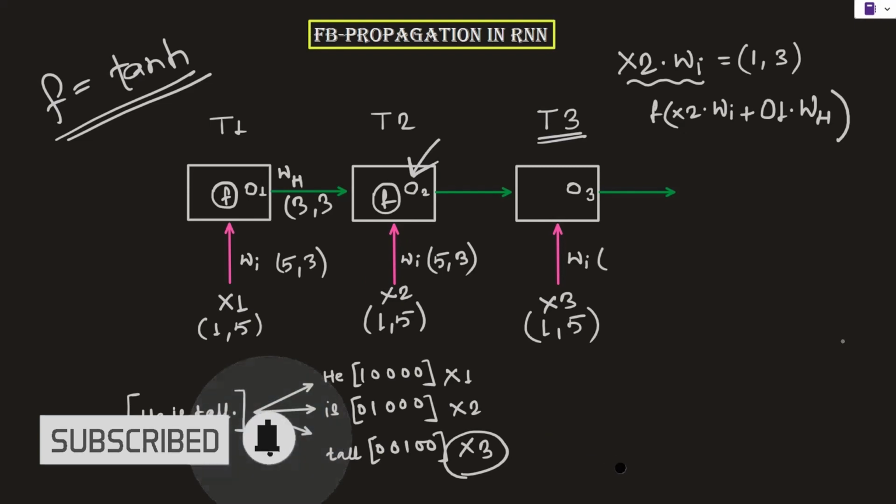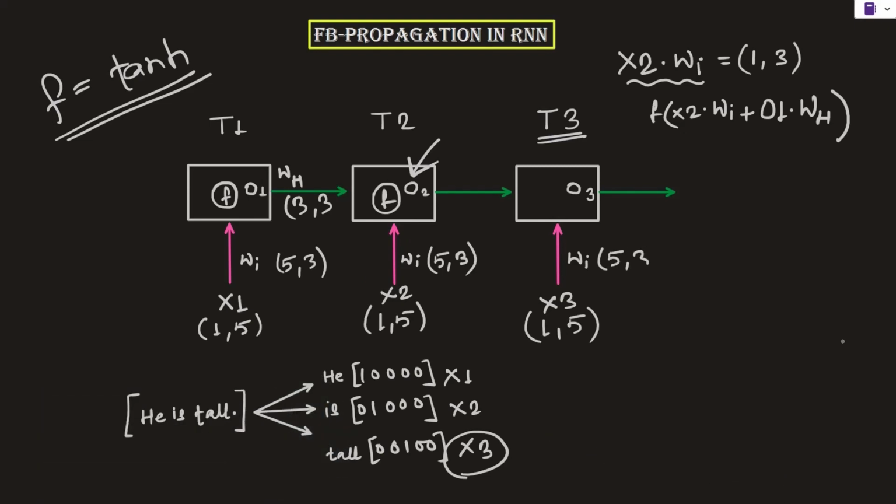The weights on the input layer will have a shape of 5 by 3, since we have 5 perceptrons on the input layer and 3 perceptrons in the hidden layer. The information coming from timestamp 2 will come through the hidden weights, which has a shape of 3 by 3. As we have already seen, on the input layer we have 5 perceptrons, and on the hidden layer we have 3 perceptrons.